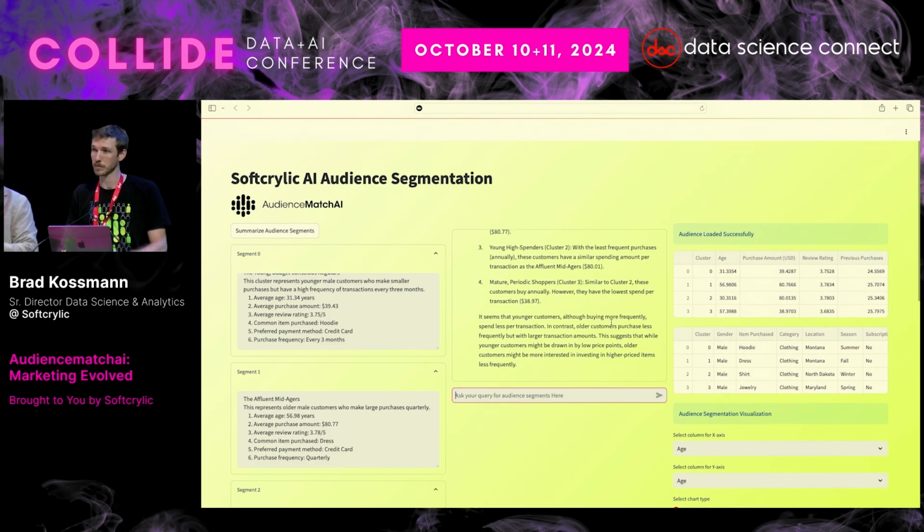Great. So let's start talking about strategizing and potentially activating on these segments. We'll ask it about an organization-wide initiative we have to increase foot traffic in our stores.